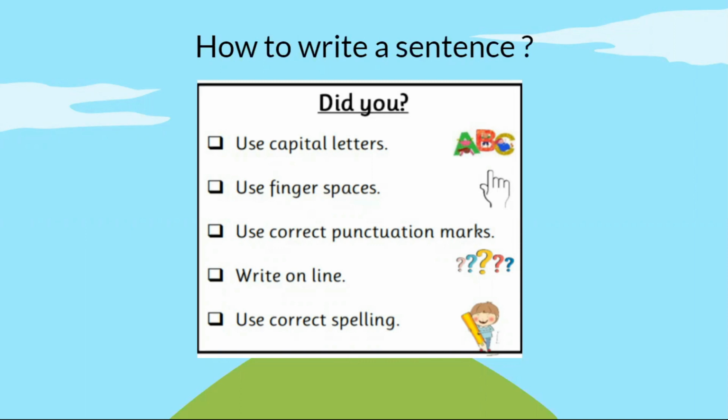After writing a complete sentence, we have to finish the sentence with the correct punctuation mark. It can be a full stop, a question mark, or an exclamation mark. And more importantly, we have to write on the line and also use the correct spelling while writing.